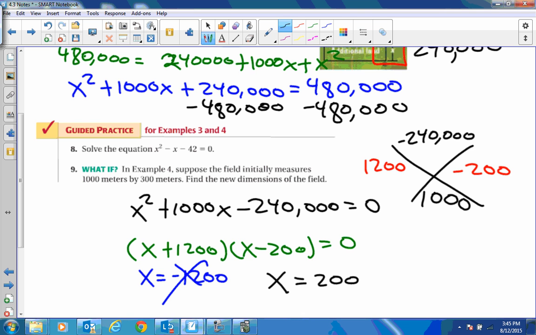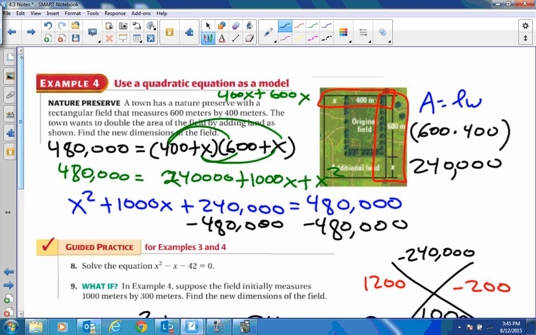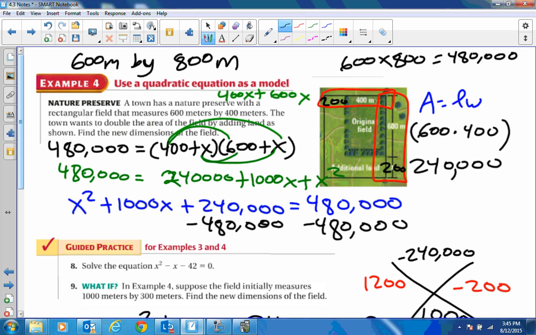If we double check that, we put 200 right here, and we put 200 right here. 200 plus 400 would be 600. 600 plus 200 would be 800. And 600 by 800 would be 480,000, which is what we wanted in the first place, so it does check out. So it says, find the new dimensions of the field. The new dimensions would be 600 meters by 800 meters. And that would be the answer to your problem.